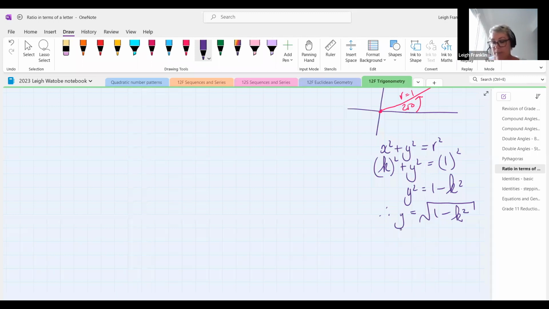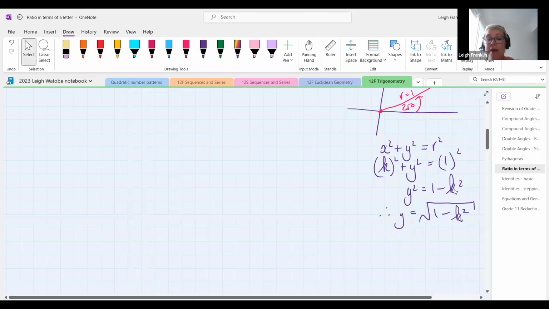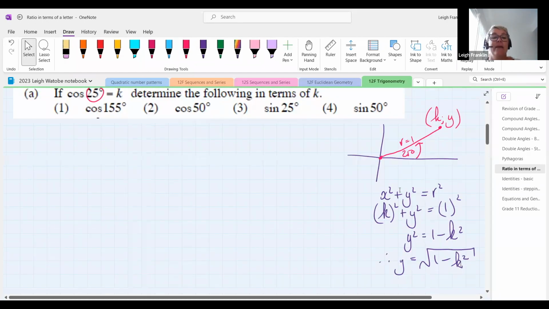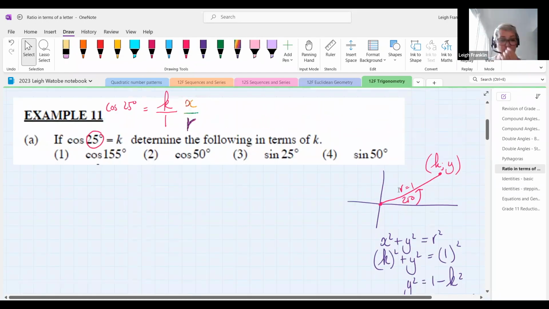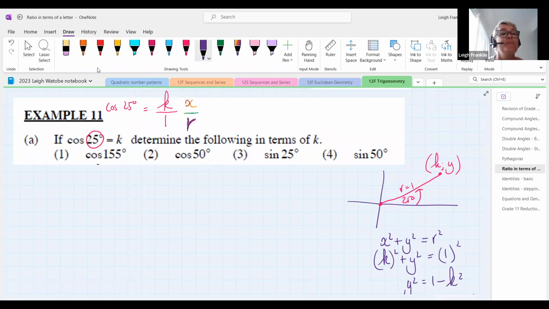All right, so now just a couple of things before we continue. I want to emphasize again, when you are doing ratio in terms of a letter, it is related to the questions that we are doing with Pythagoras. In other words, we are still using the theorem of Pythagoras to calculate the missing letter. The only difference is that instead of it having a value like it did when we were working with Pythagoras, it's now going to be in terms of a letter.